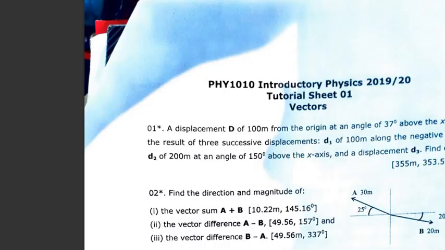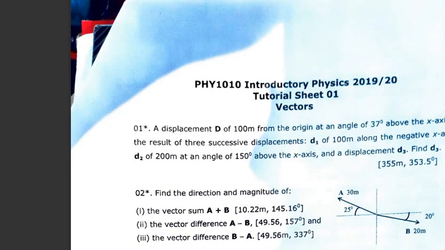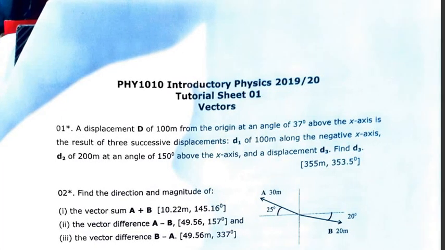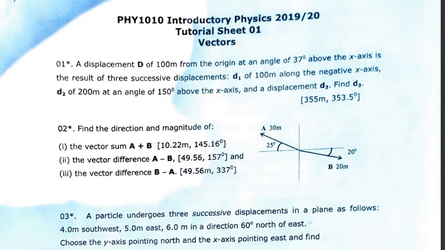So I'll just do a proper example here to cement what I'm discussing. Look at question number 2, for instance. They're simply saying find the direction and magnitude of the vector sum of A and B. So the first thing they want is the vector sum A plus B, meaning we need to resolve the vector A into its x and y components. The same applies to B. So we have to resolve them first.